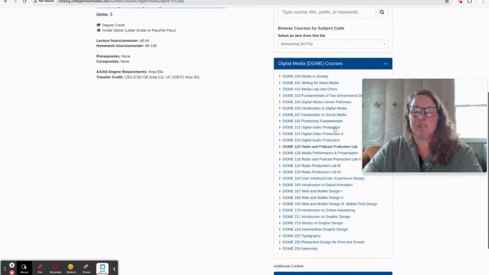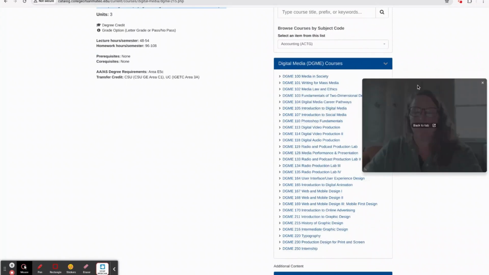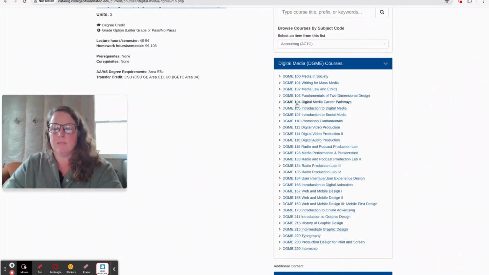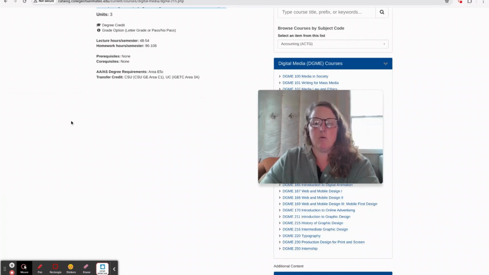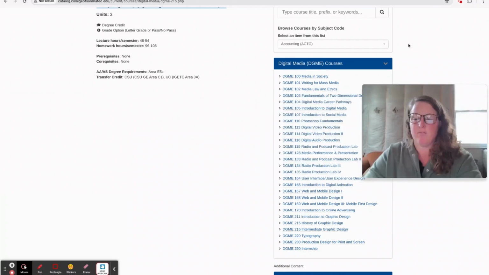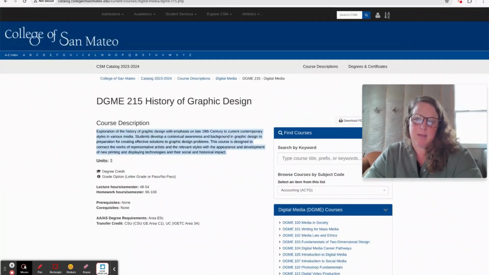Other courses, digital media. It says digital media courses here. So media and society, writing for mass media, media law and ethics, fundamentals of two-dimensional design, digital media career pathways, digital video production, Photoshop fundamentals, web and mobile design. So really cool, right? So that's all you would do. You would just look up stuff and be like, I don't know what that means.